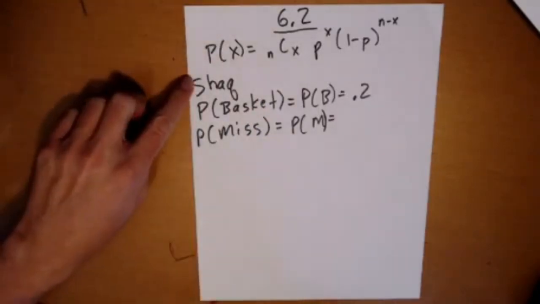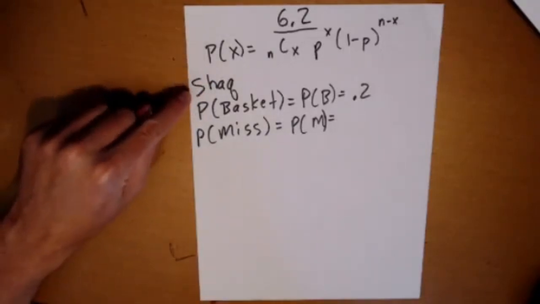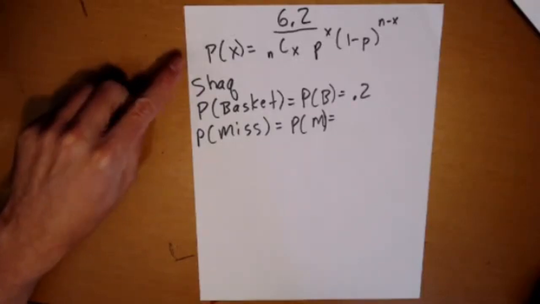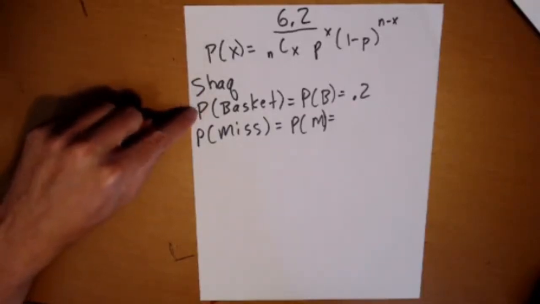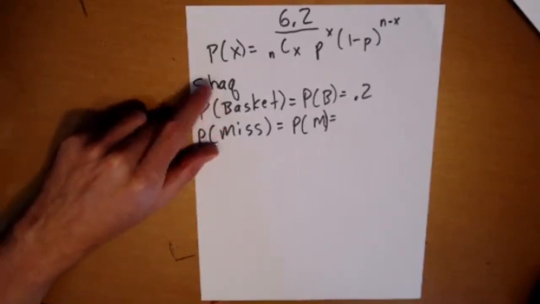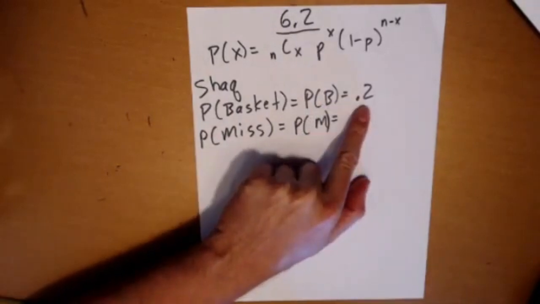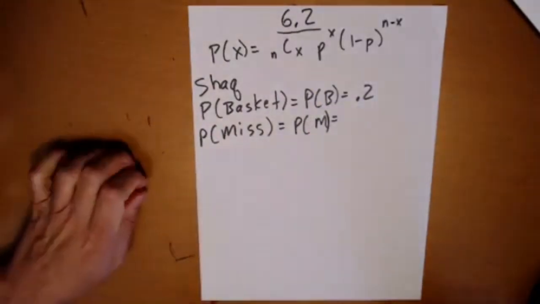So our example to get things going, let's talk about a basketball player named Shaq who doesn't make free throws very well. So the probability, P, of making a basket, we'll shorthand P of B, is equal to 20%, 0.2. And either you make a basket or you miss a basket.